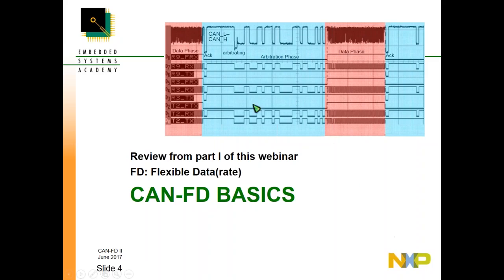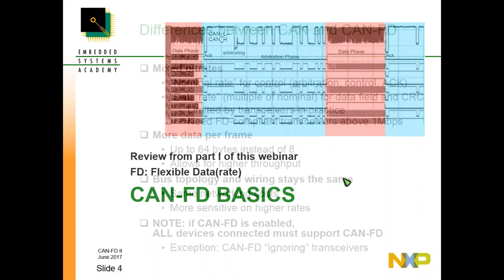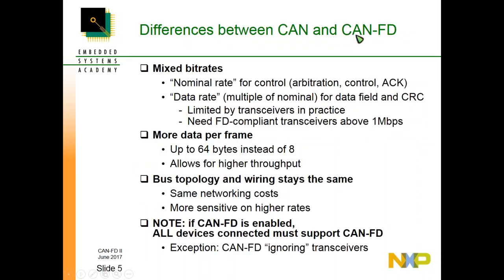As you can already see a little bit here on the screen, it's all about having another data rate, another clock rate during the data phase. So for a quick review, what are the main differences between CAN and the new CAN FD? It's that we now have mixed bit rates. Besides the regular rate, which is now named the nominal rate, which is still used for the control fields, we also have a data rate. And the data rate can be a multiple of the nominal rate.